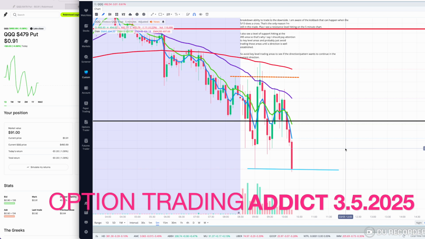Alright, I've currently been in this trade for like an hour and 30 minutes. Haven't been in a trade this long in a while. Usually it's in and out for me within an hour. So this is kind of like just taking forever here.